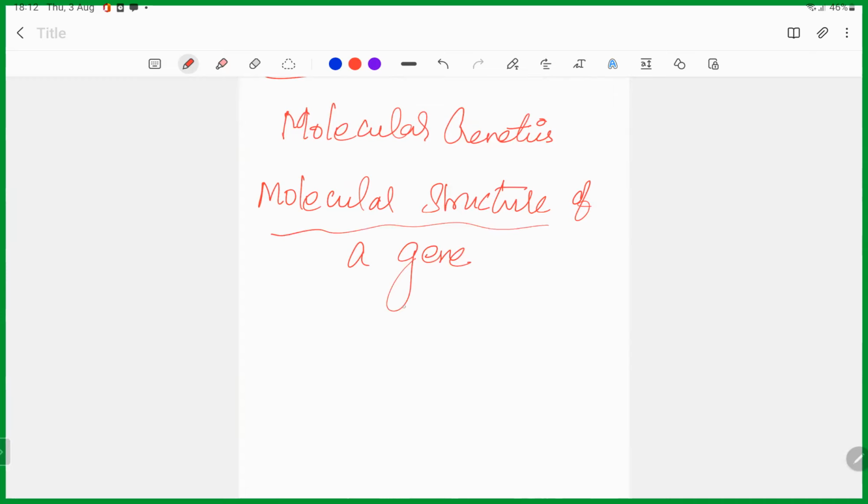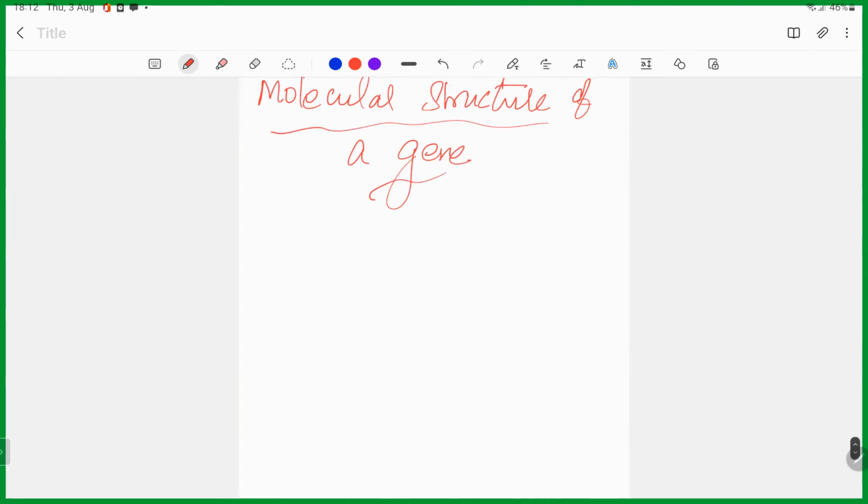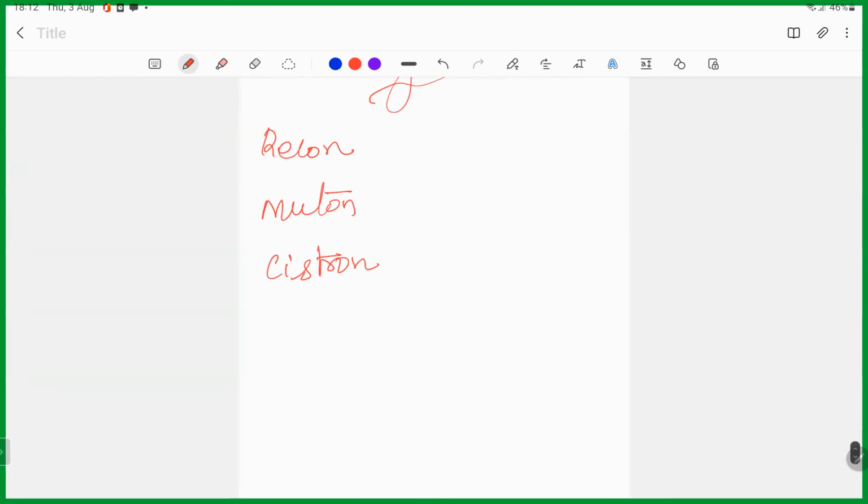Okay, what are the terms given here? Recon, muton, cistron, and then replicon. Okay, four important terms you should know.